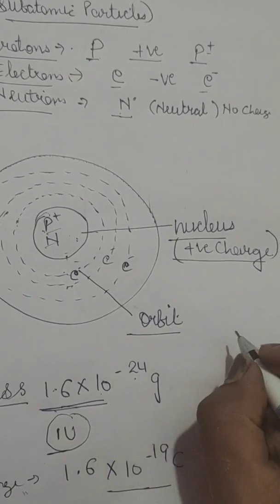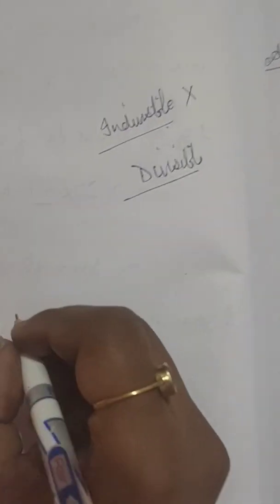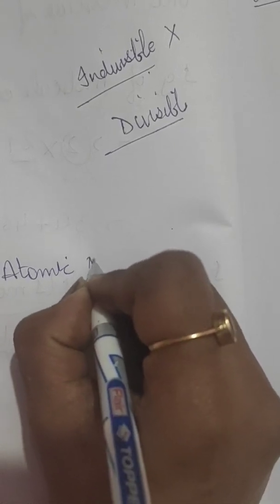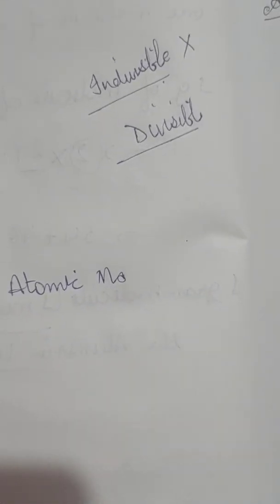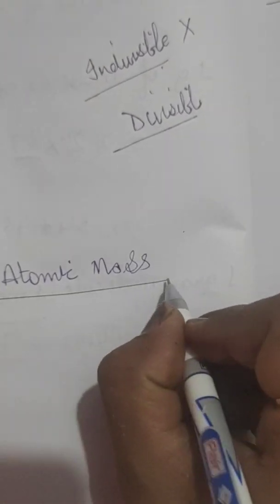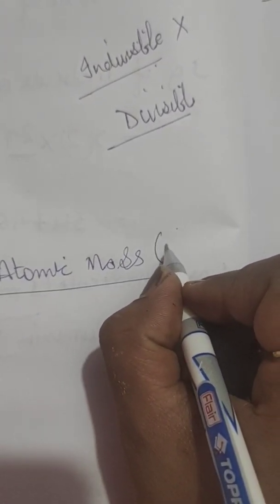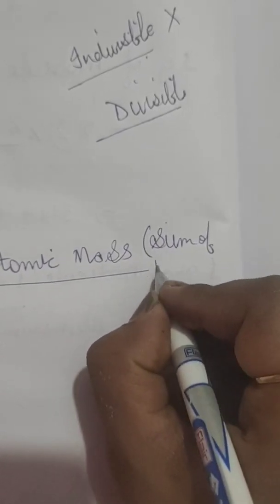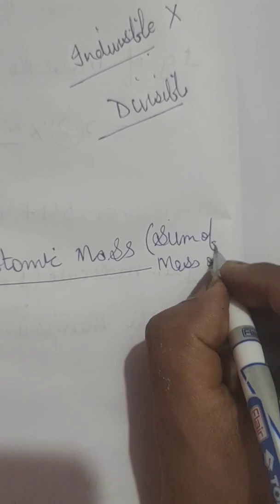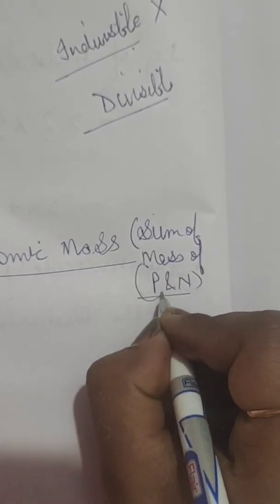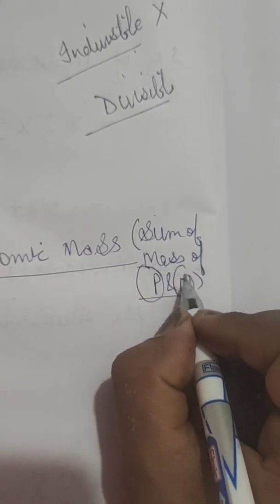So what is atomic mass? Atomic mass means the mass of an atom, which is the sum of the mass of protons and neutrons, because protons have mass in them and neutrons have mass in them.